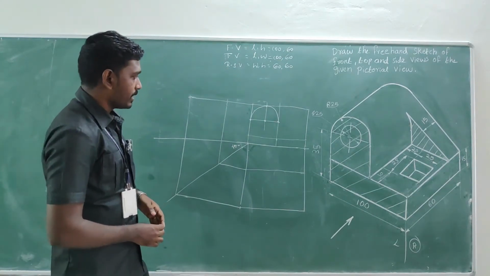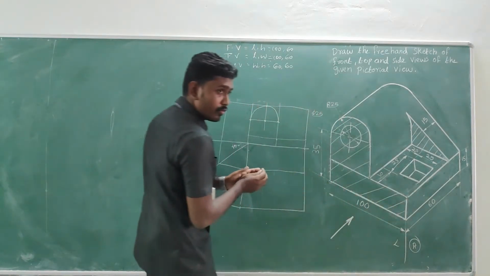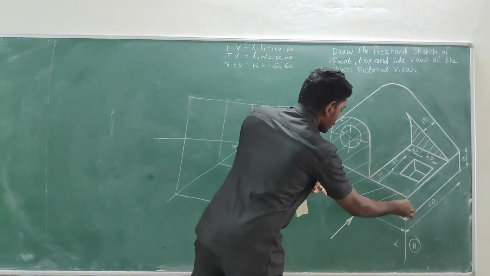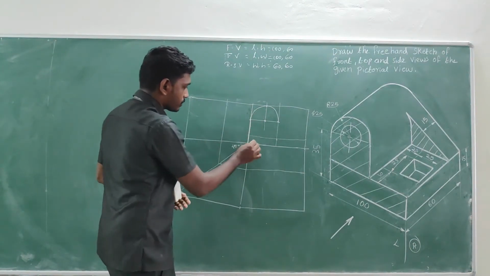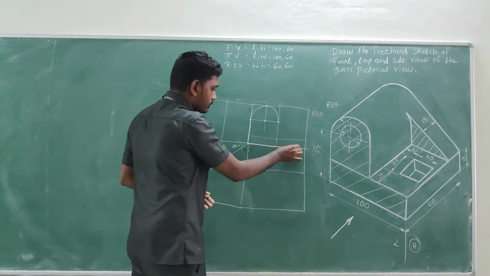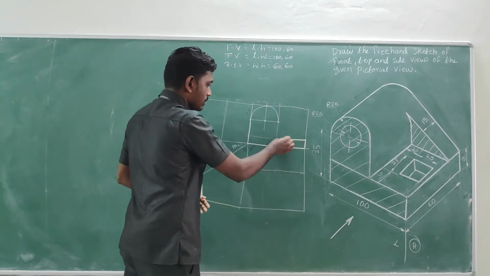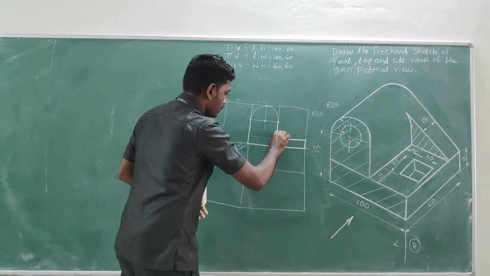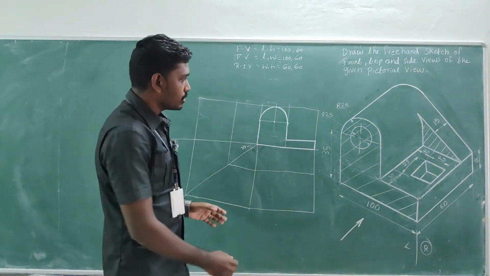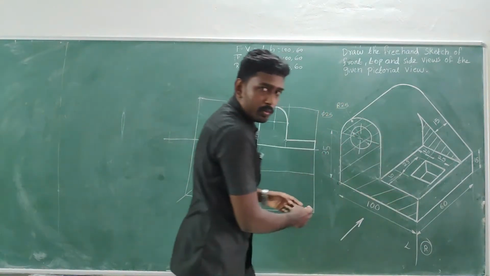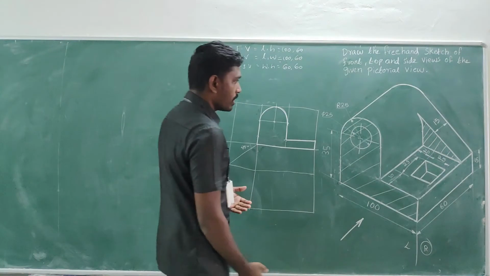So next step, see, now we have drawn this much. We know these edges are visible ones, so we can make them dark. Make all the edges dark. Afterwards, see, we have completed this. One more face is visible in the front view, right? So this one is a visible one.